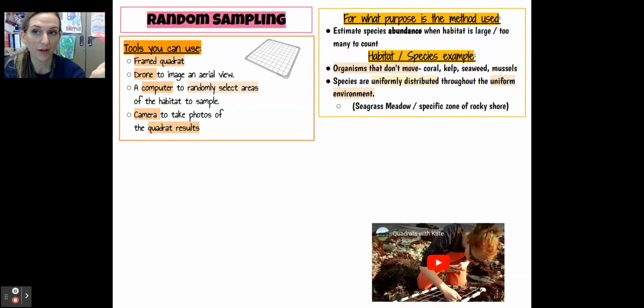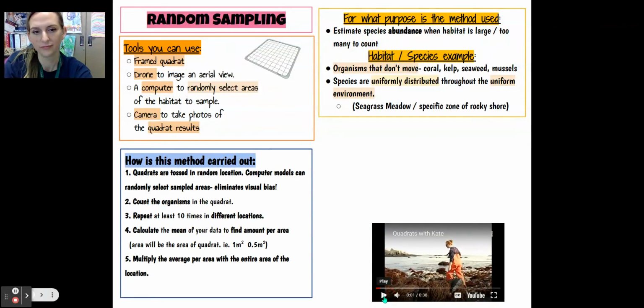So this is to look at species abundance, their amount, when a habitat's too large or there's too many to count. You can also look at richness, but you might be isolating one organism at a time. These organisms don't move, and typically it's uniformly distributed throughout the environment. So it's not a drastically changing environment, like a rocky shore. This would be pretty uniform.